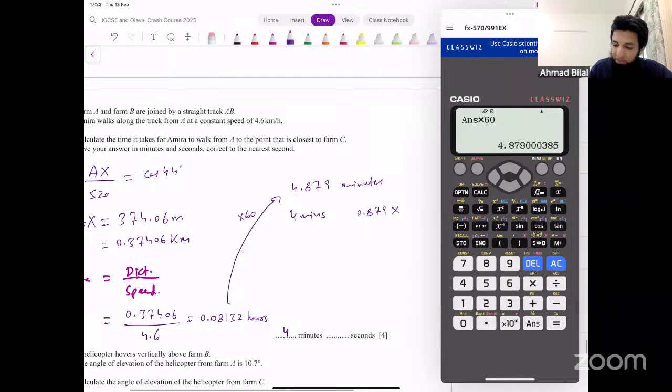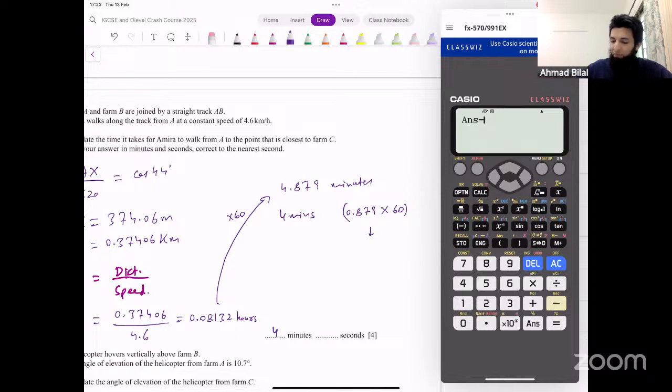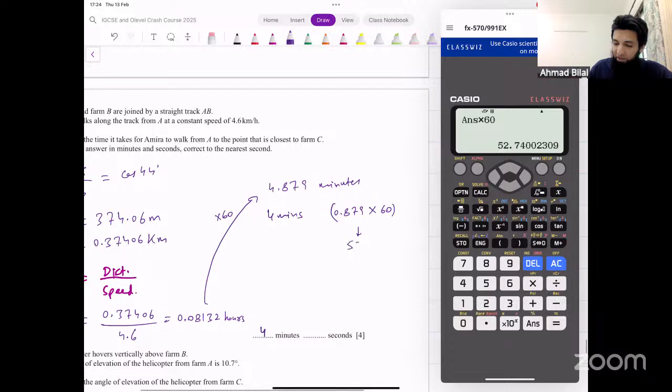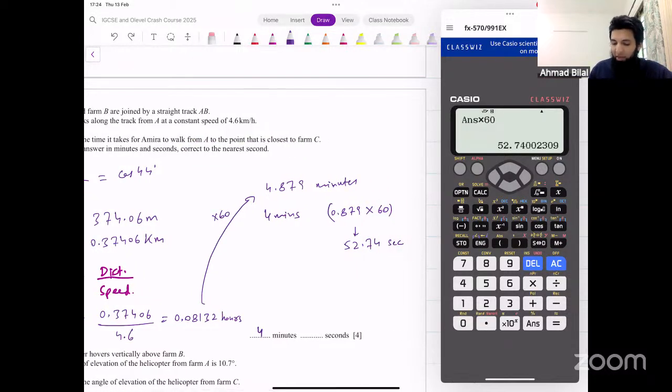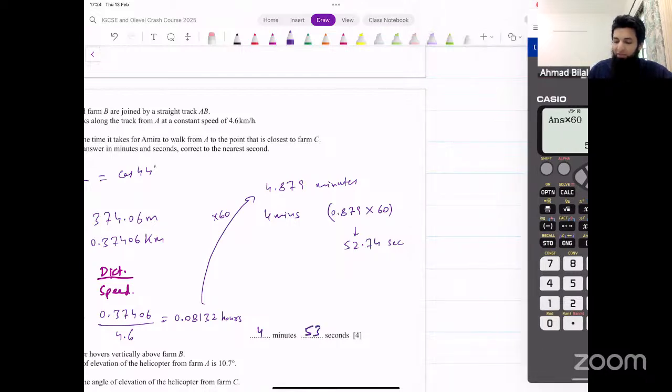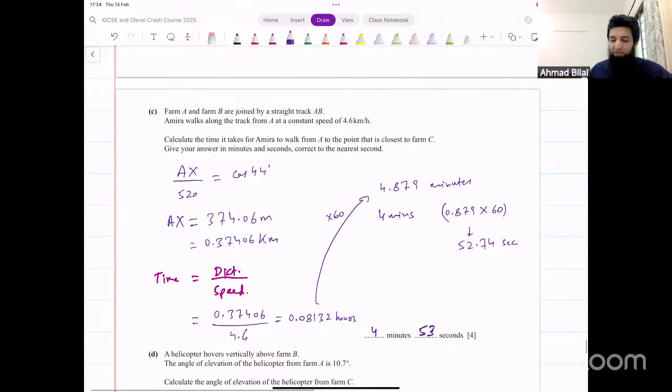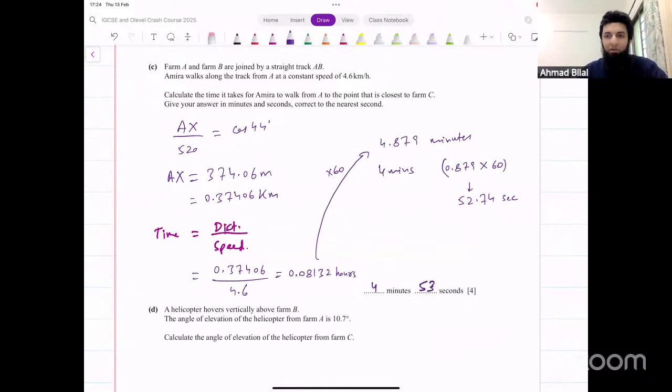0.879 times 60 seconds, right? So subtract 4 from this. So 4 minutes that we have counted separately. And then these minutes, which are in decimals, can be converted to seconds, times 60. That gives us 52.74 seconds. They want you to give an answer correct to the nearest second. So if you round it off to the nearest second, that will become 53 seconds. That's what you get at the end. 4 minutes and 53 seconds. That's the time that it takes her to walk from A to that point that we were talking about.